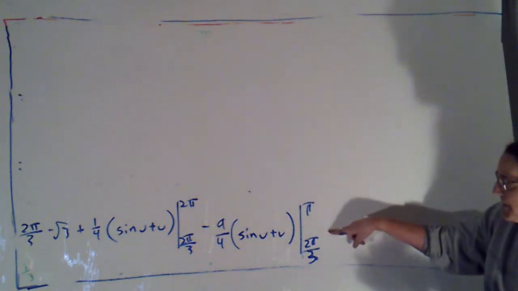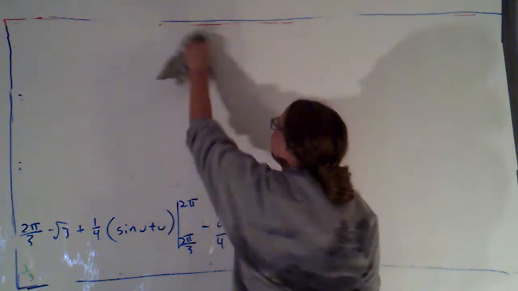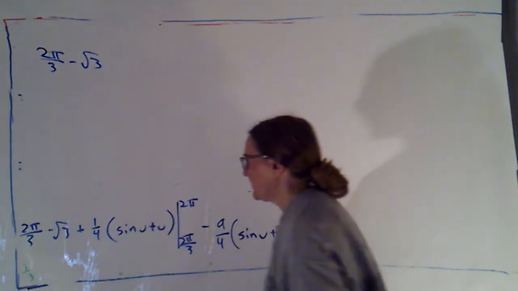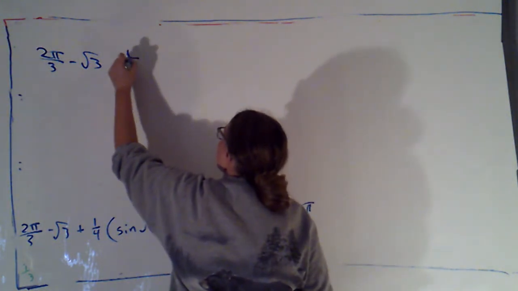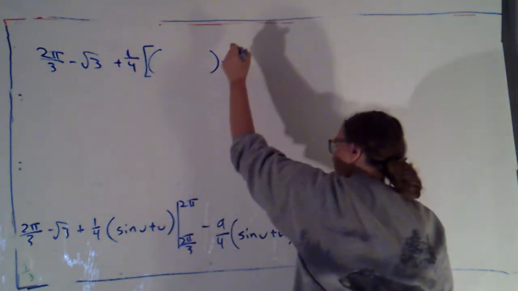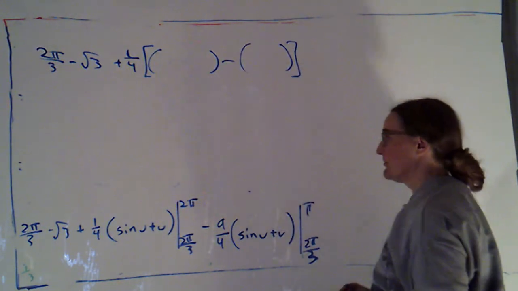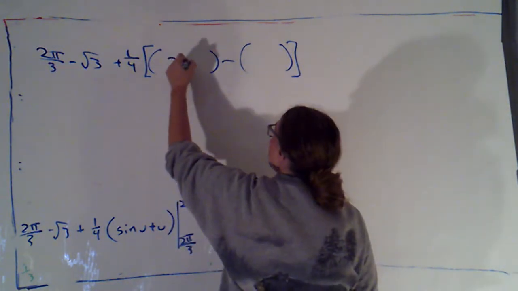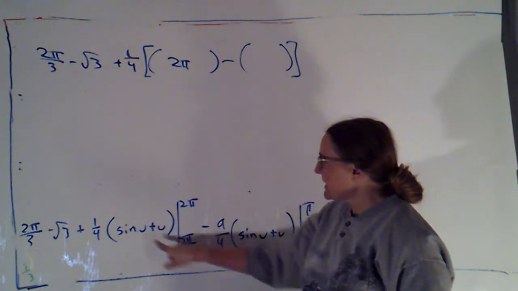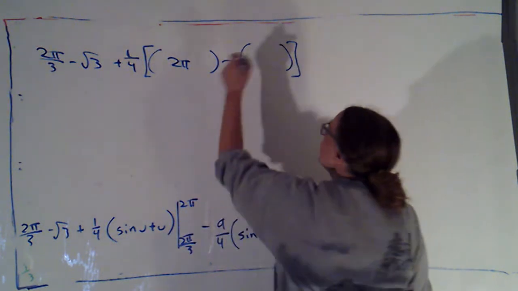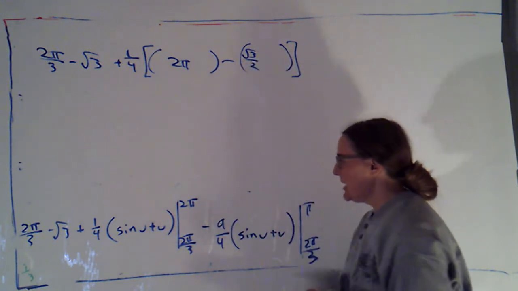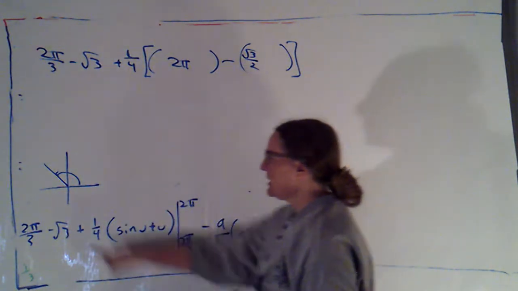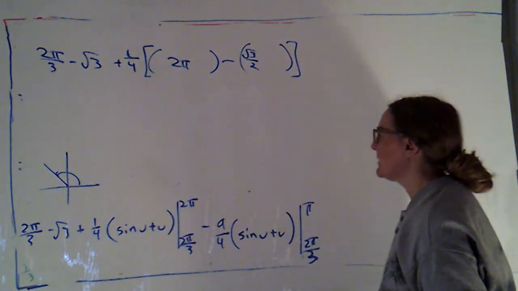So I'm going to just keep this on the bottom and then simplify it as I move up to the top. So we still have our 2 pi over 3 minus root 3. We're going to get plus 1/4 of what we get at 2 pi minus what we get at 2 pi over 3. So at 2 pi, sine of 2 pi is 0, plus 2 pi just gives me 2 pi. At 2 pi over 3, sine of 2 pi over 3 is root 3 over 2. That angle is in quadrant 2, so sine is positive, and its reference angle would be pi over 3. So its sine is root 3 over 2.